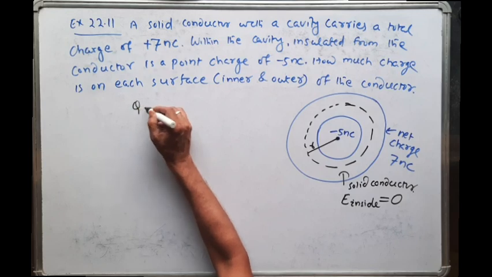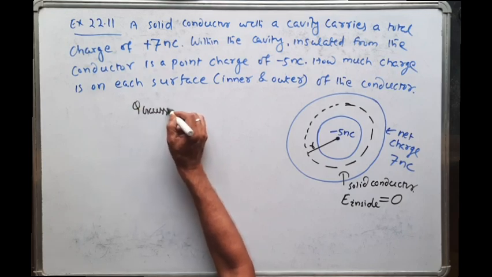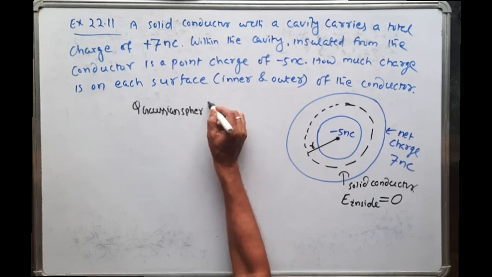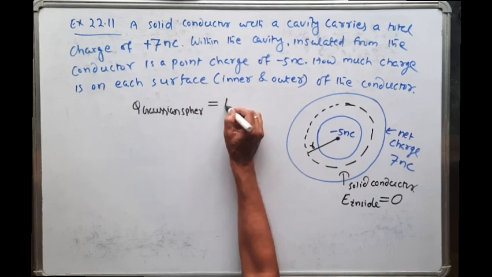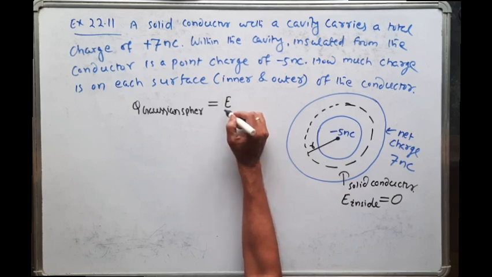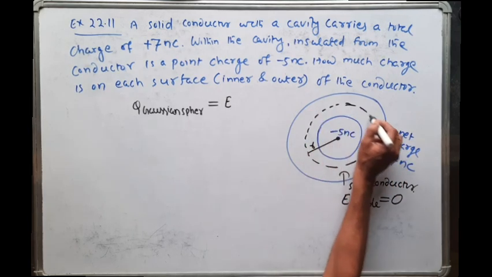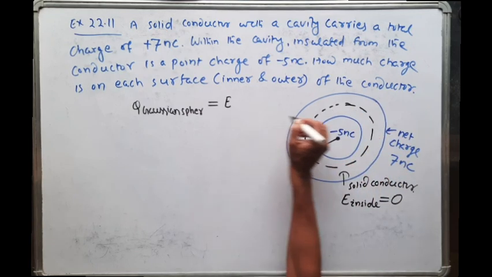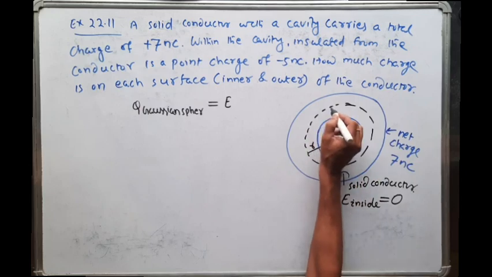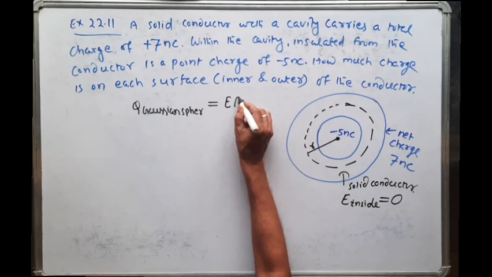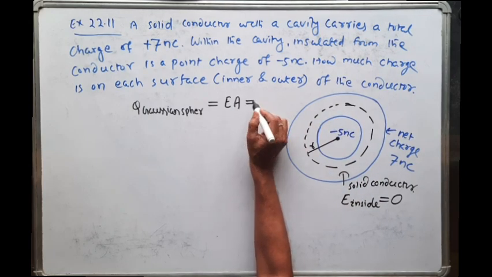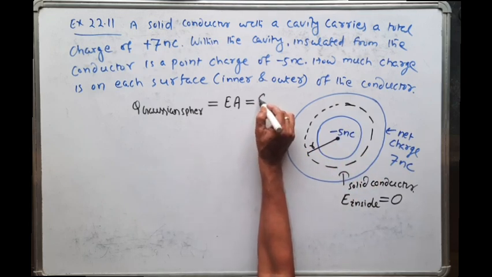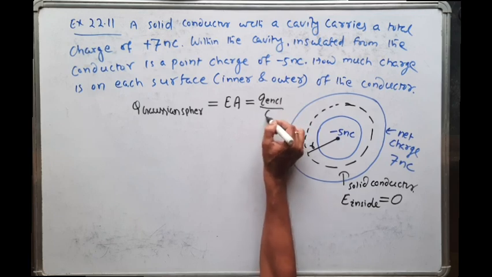So flux through the imaginary Gaussian sphere, that is imaginary surface, is nothing but the integral of E dot ds. Since it is a sphere, the electric field intensity value is the same everywhere. So the total flux through this Gaussian surface is nothing but E into area. But according to the Gauss law, the total flux is nothing but charge enclosed divided by epsilon naught.